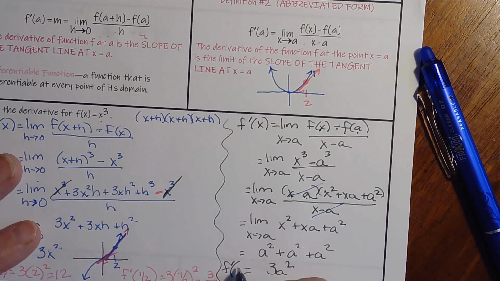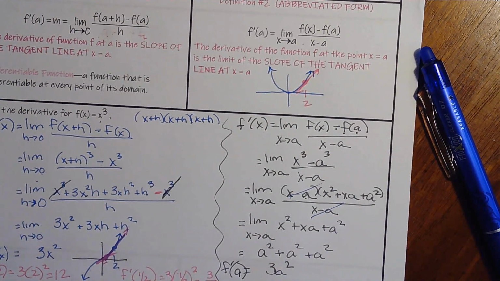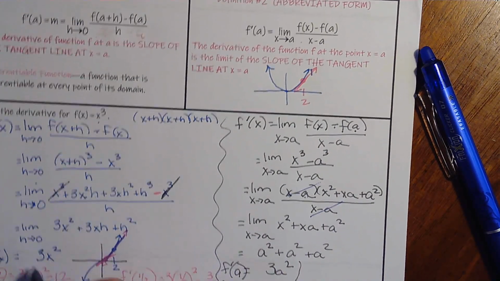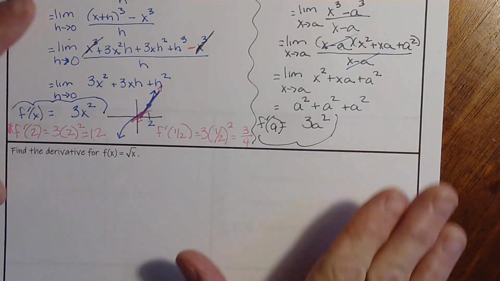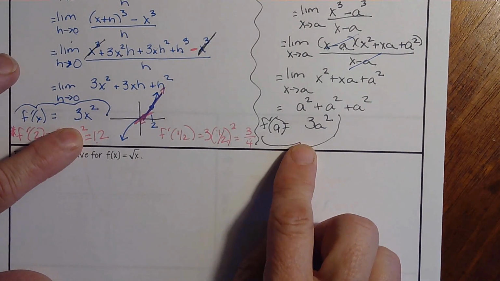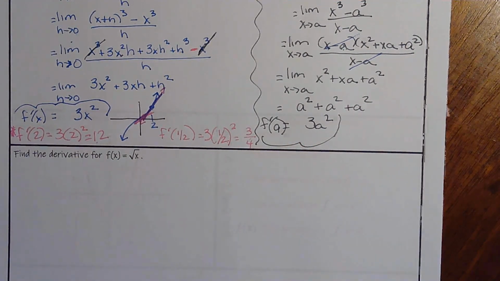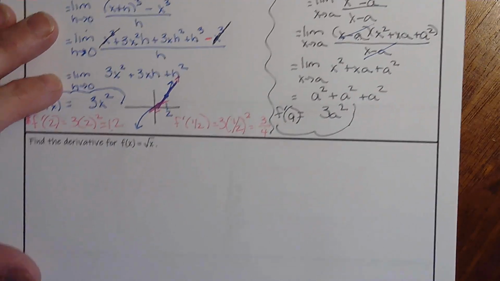So f prime of a, notice how these two are similar. They are, oops, I'm sorry. These two are roughly, or essentially the same thing. Okay, so finding the derivative involves limits, but it's using limits in the way that we've been doing for a while now. So now let's move on to the next example.